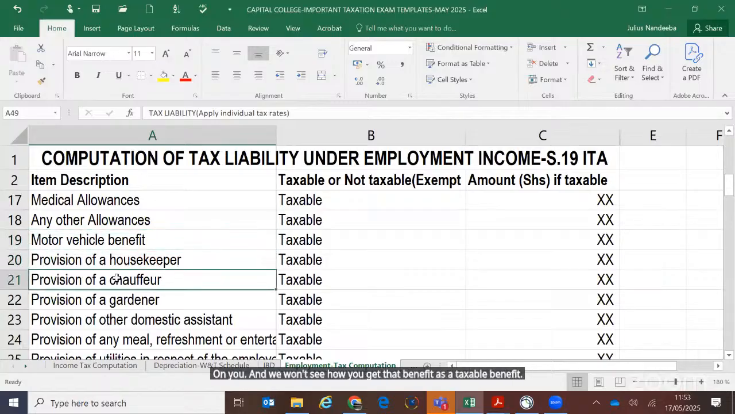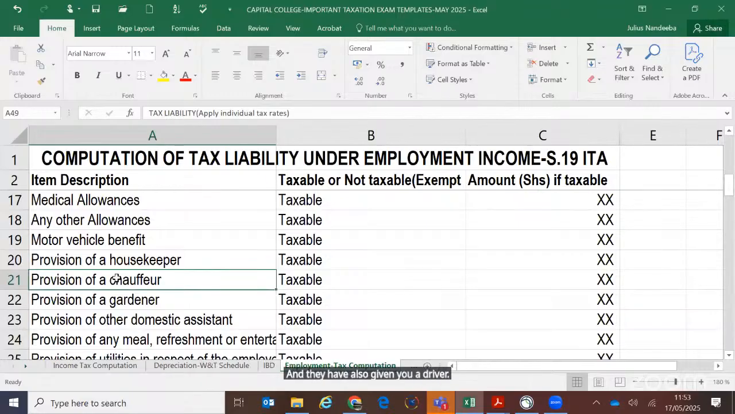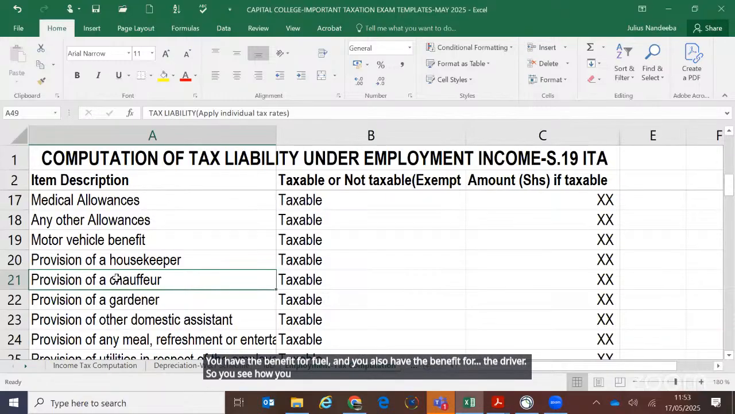The next one is a chauffeur. A chauffeur is the same as a driver. Now I want you to imagine how you earn your marks. Assume they have given you a vehicle, they are fueling that vehicle, they have given you a fuel card, and they have also given you a driver. You have three benefits. You have a benefit for the motor vehicle, which must be calculated. You have the benefit for fuel, and you also have the benefit for the driver. So see how you earn 3 marks in a minute.